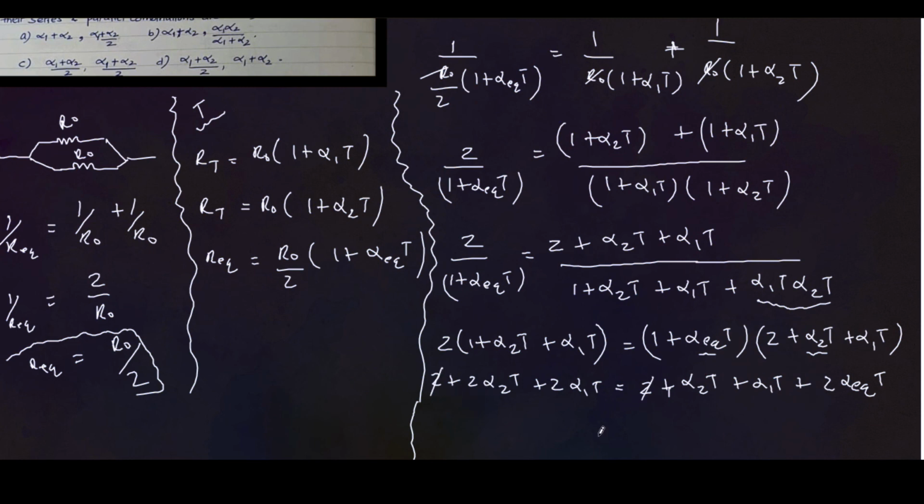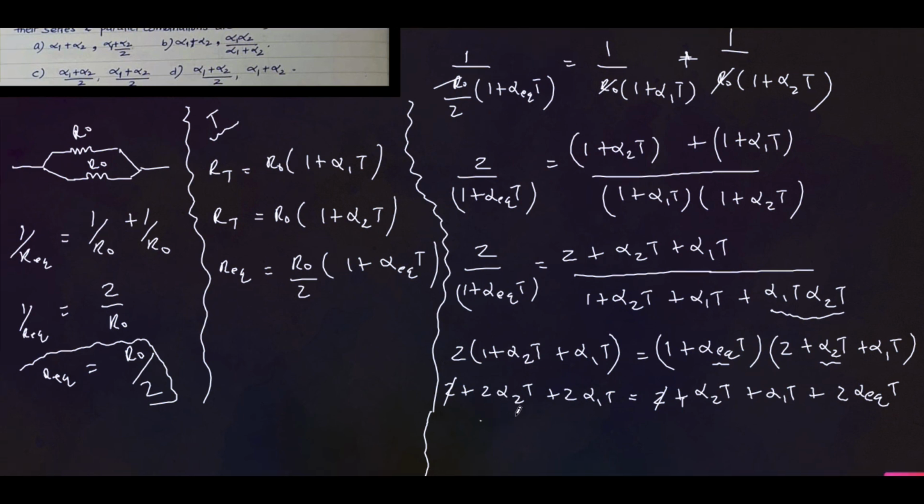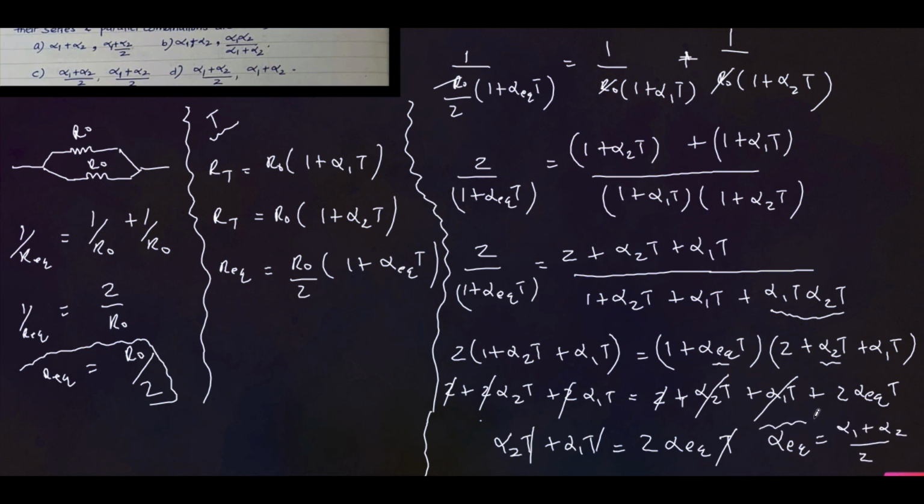This 2 and this 2 will cancel. Then the remaining terms: 2 alpha 2T on one side and alpha 2T on the other, I am cancelling; 2 alpha 1T and alpha 1T, I am cancelling this also. The remaining terms are alpha 2T plus alpha 1T equal to 2 alpha eq into T. T also cancels, then alpha eq is equal to (alpha 1 plus alpha 2) all divided by 2. This is our final answer.